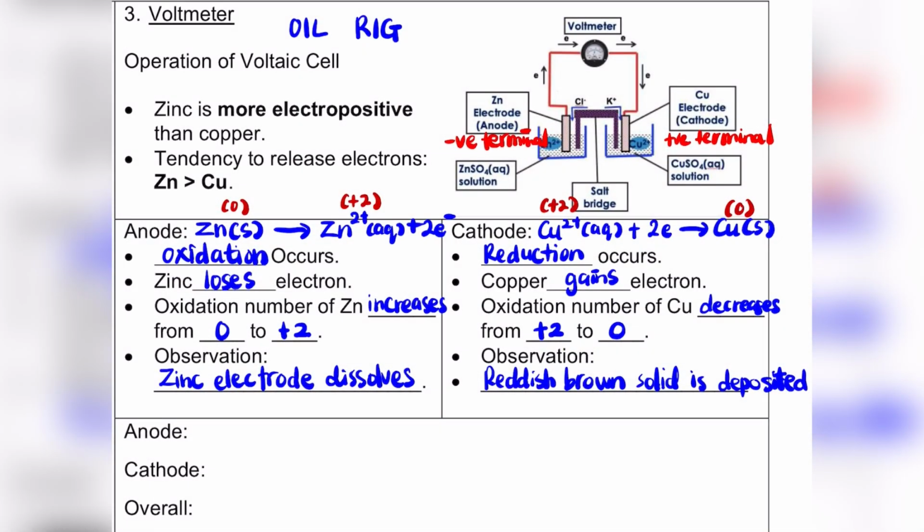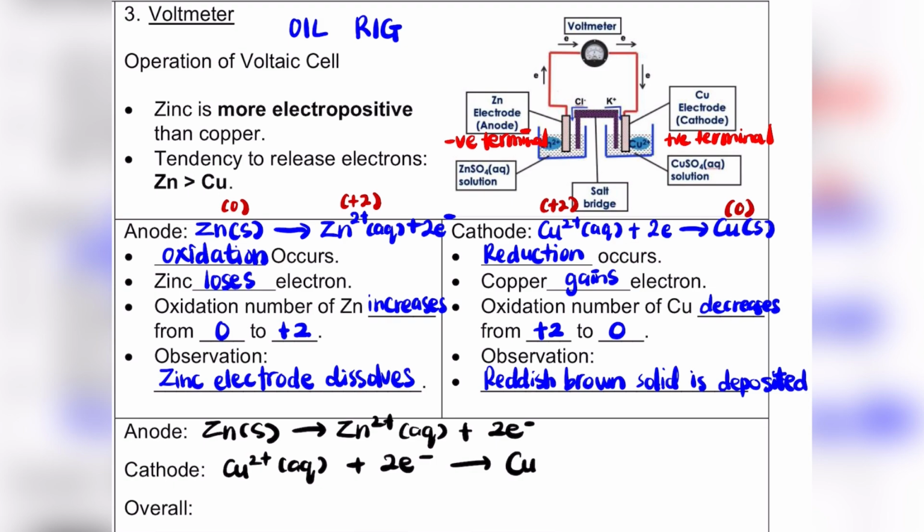So now, continuing from there, I'm going to write the half equations and overall equation for this electrochemical cell. Starting with zinc, our anode: Zn solid produces Zn2+ aqueous plus 2 electrons. And for the copper, we start with Cu2+ aqueous plus 2 electrons to produce Cu solid. You can see the number of electrons is the same, so I'm just going to cancel out both of them.